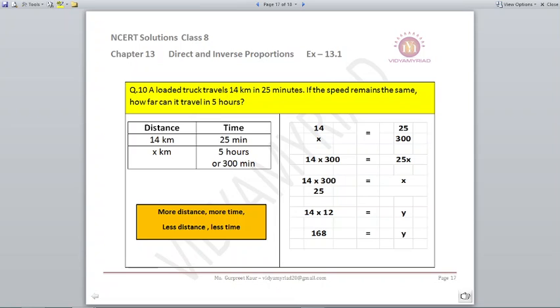Now one is given in minutes and one is given in hours. We will try to convert it into same units. So if we want to convert hours into minutes, multiply it with 60, it will come as 300 minutes. Your units should remain same, only then you can follow the rule. So now I have 14 kilometer is to 25 minutes. So x kilometer is to 300 minutes. So write down in fraction and cross multiply. Your distance covered will be 168 kilometers.